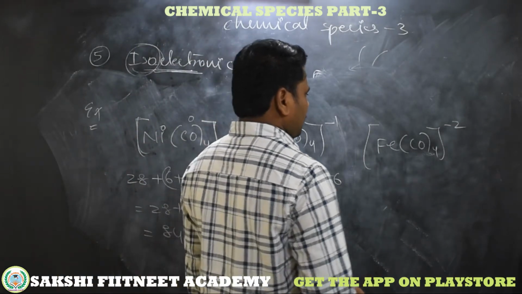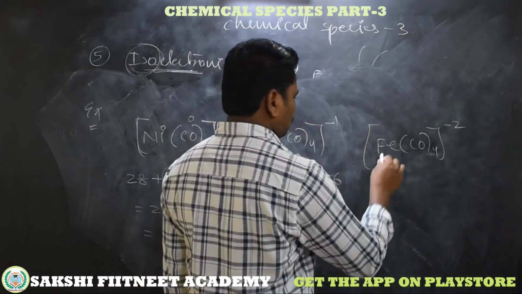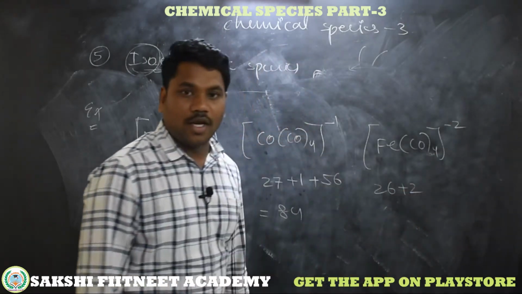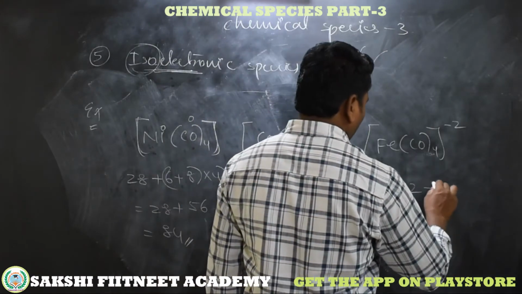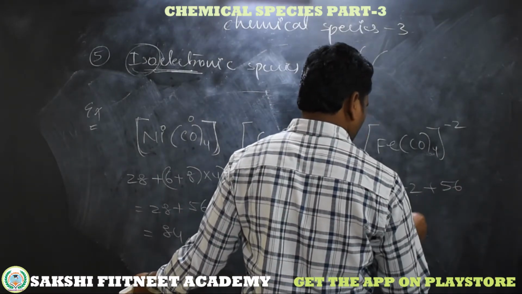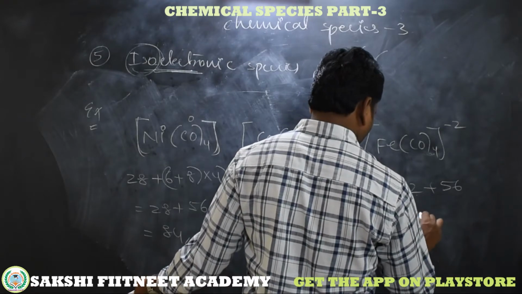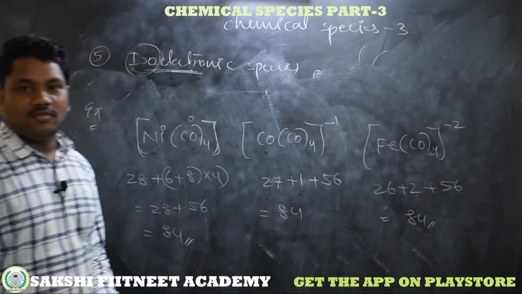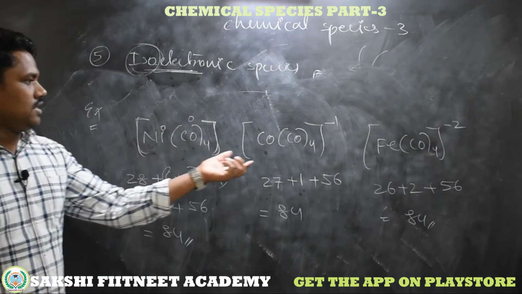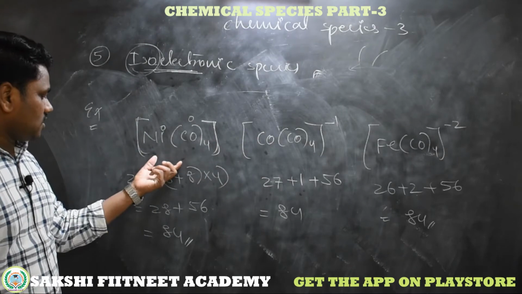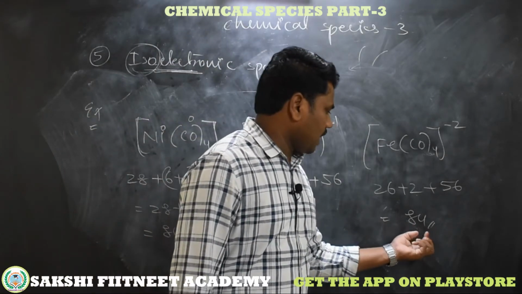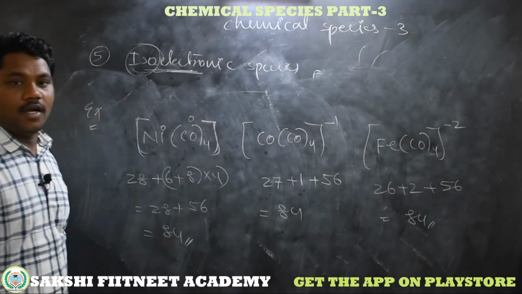Now coming to the next coordination compound. Atomic number is 26, and the -2 charge means we need to add 2 electrons, and CO4 is 56. Now 26 plus 2 is 28, plus 56, that is 84. So are these isoelectronic? Yes, because this coordination compound has 84, and these also have 84, and these also have 84.